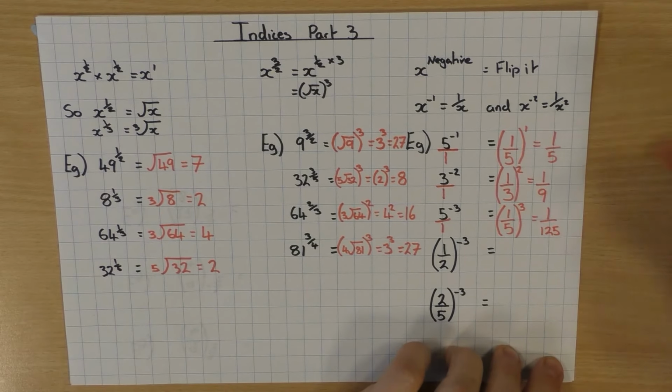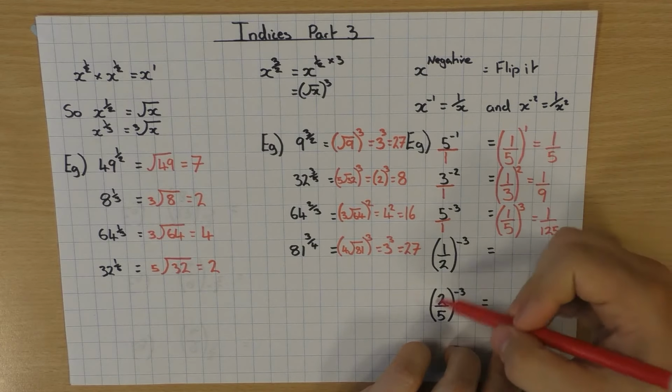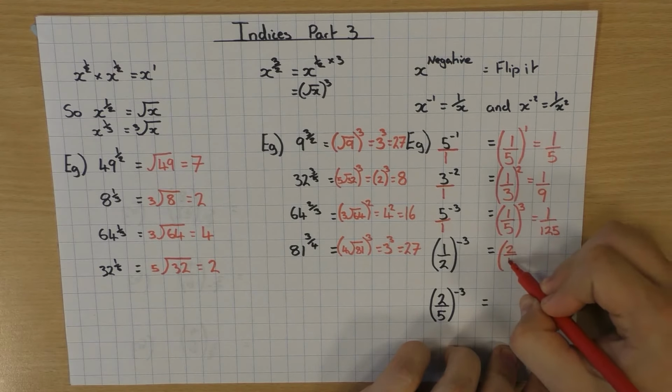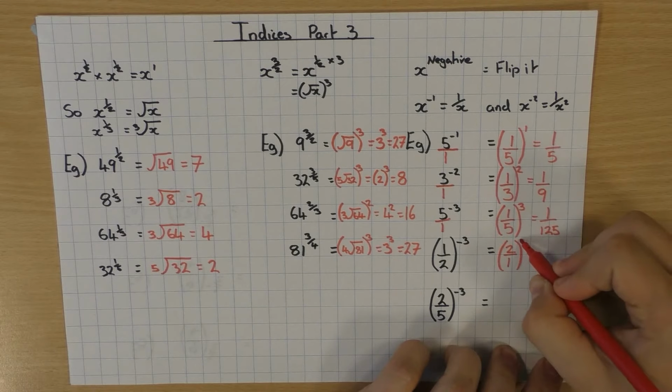This one here looks a bit more complicated. It isn't. It's just already a fraction, so that's handy. It's the power of a -3, so I'm just going to flip it, do the minus first. So that's going to be 2 over 1. And then obviously then it's cubed.